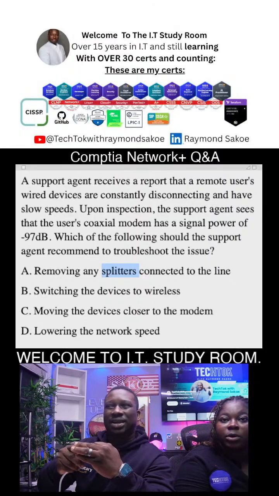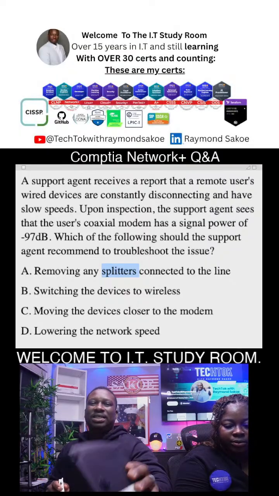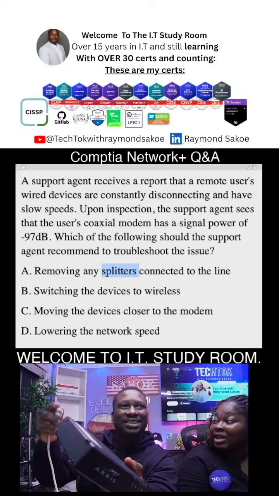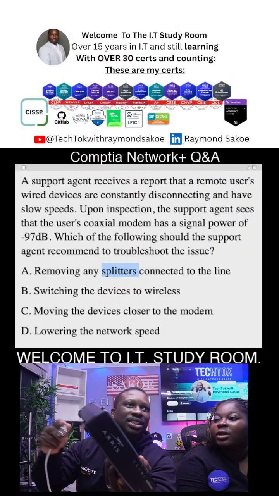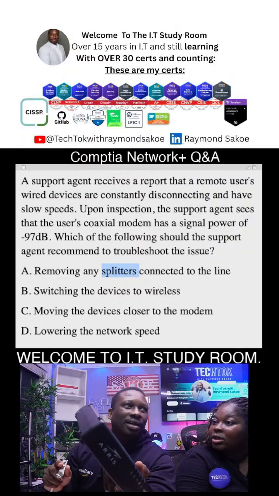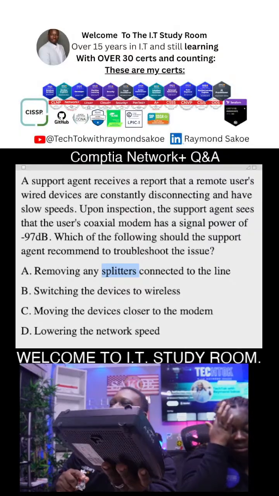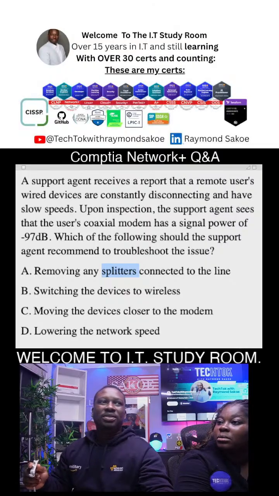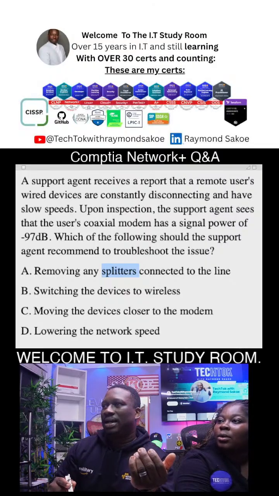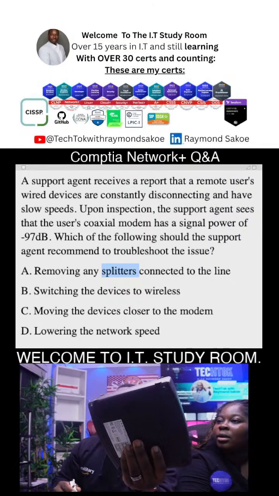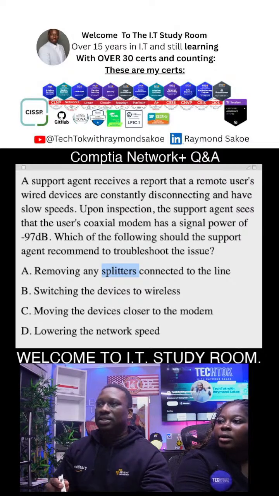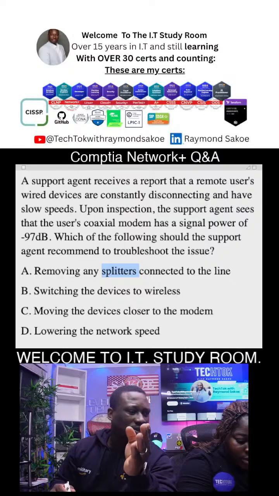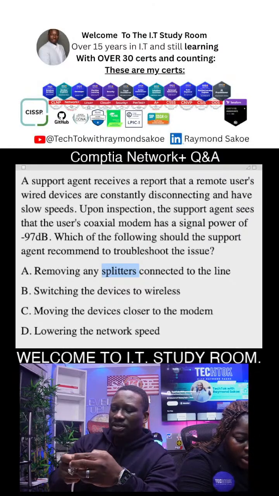No, it wouldn't, because the degradation is on the modem. It's on the modem itself, so it doesn't really matter if you are close to the modem or not. The issue is still the signal strength. And I think someone said if you are too close, it's very low.